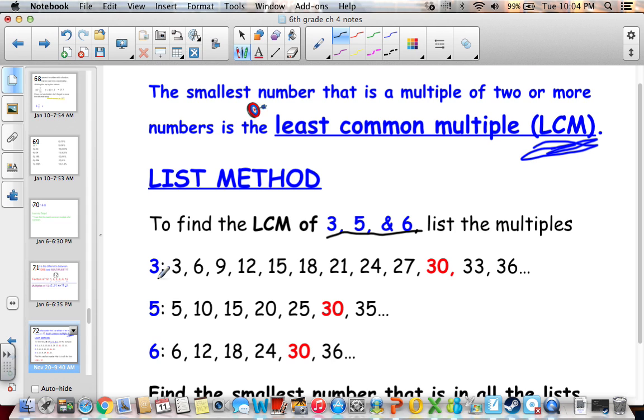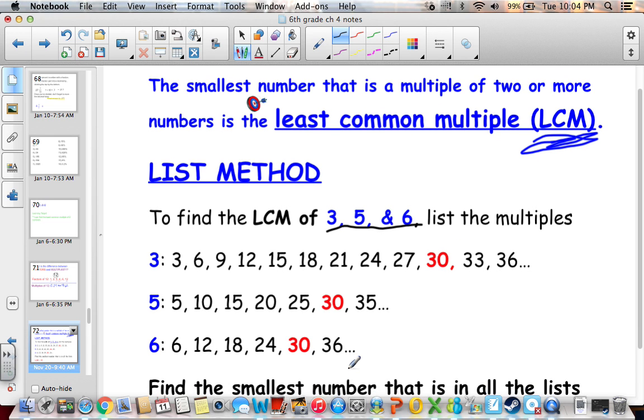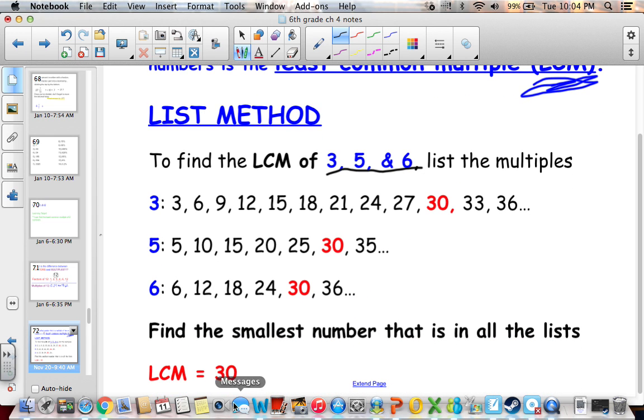list the multiples. So we can see that the multiples of 3, you count by 3s. Multiples of 5, you count by 5. Multiples of 6, you count by 6. And then I can see that 30 is in each of the lists. If I keep going, there will be another number that is in each of the lists, and more, but the least common multiple is the lowest number that is in each of the lists. So find the smallest number, and then we know that the least common multiple of all three of those numbers is 30.